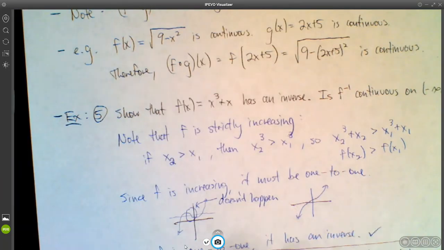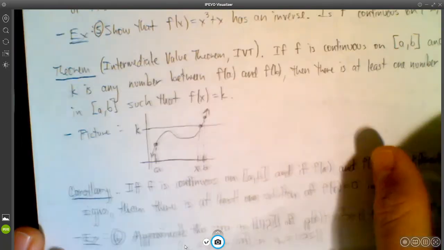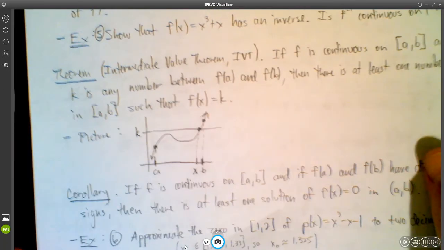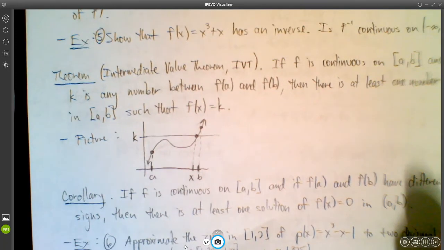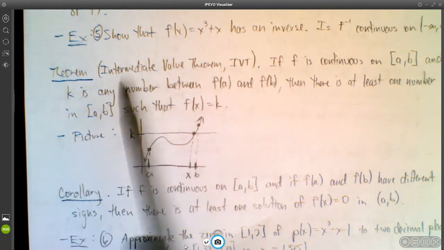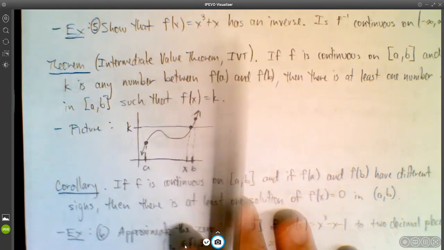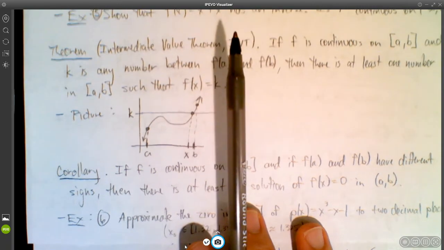Okay, we've got one more theorem and a corollary, and then one last example, and then we'll be done with this section. So last theorem. This is an important one. It's called the intermediate value theorem. So it has a special name. Any theorem with a special name is an important theorem.